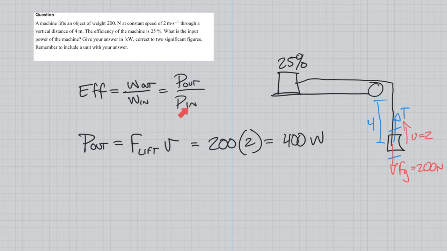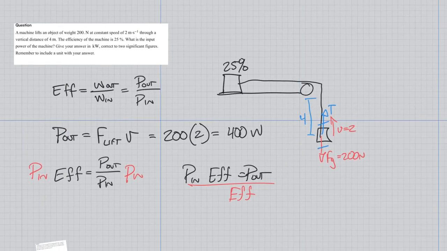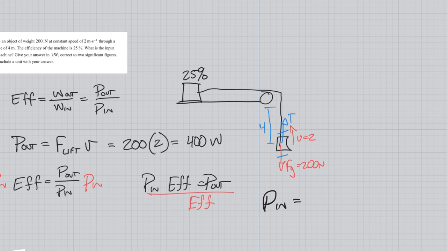So what I can do then is I can simply find the input power on the machine, if I know that the efficiency is 25%, because I can figure out my output power. The efficiency is going to equal the power out over the power in. So I'm going to get this isolated for power in. I'm going to multiply each side by the input power, and I'm going to have power in times the efficiency equals the power out. And then I'll just divide each side by my efficiency, and I'm going to get my input power.